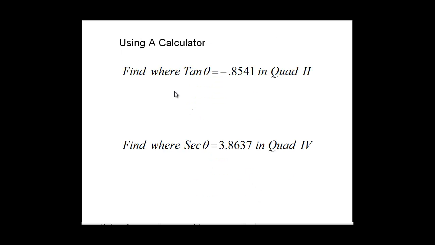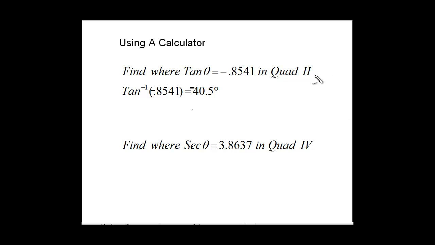Okay, now using a calculator, find where tangent is negative 0.8541 in the second quadrant. If you push inverse tangent of a negative number, it should give you negative 40.5. So I mistyped that. It should be negative 40.5. So the tan inverse of negative 0.8541 gives negative 40.5 degrees.